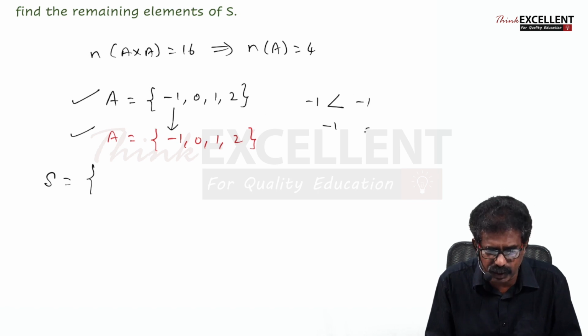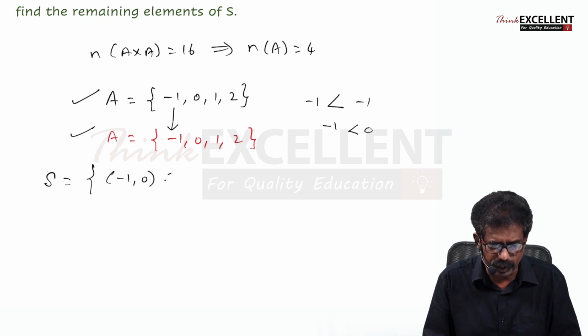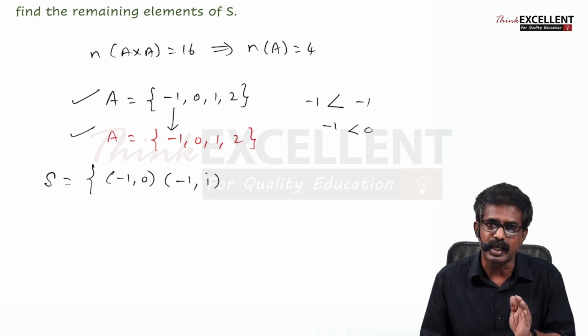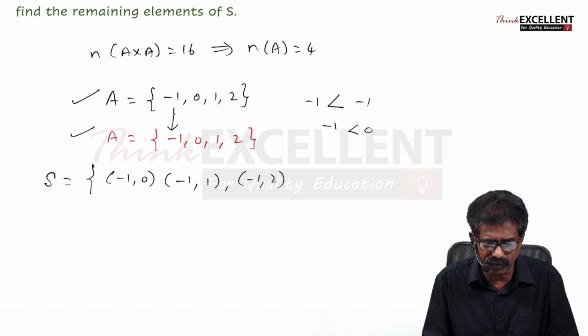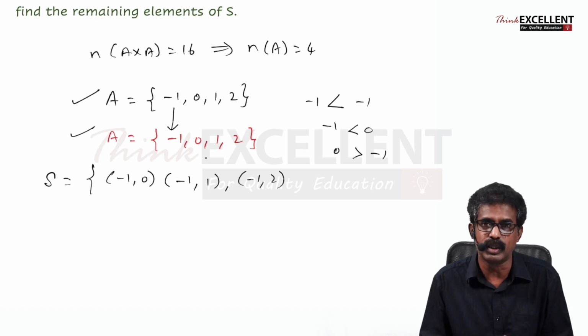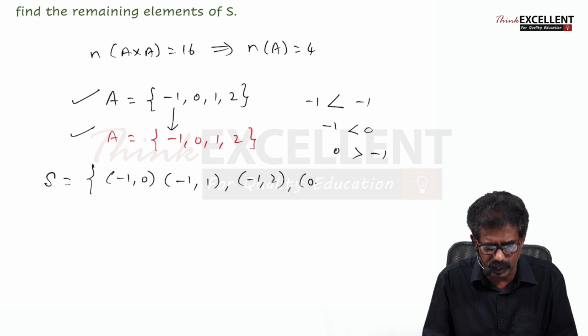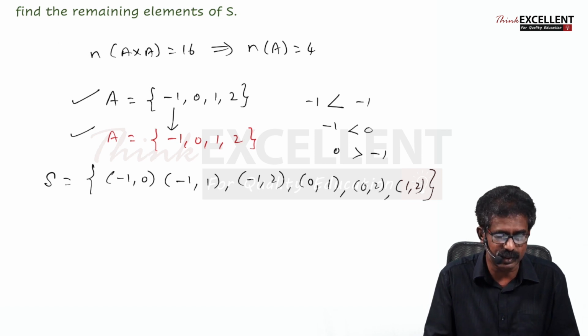Can you take minus 1, 0? Yes, minus 1 is less than 0. So you can take minus 1, 0. Can you take minus 1, 1? Minus 1 is less than 1, so you can take it. Then minus 1, 2 also you can take. Now we start from 0. 0, minus 1: 0 is greater than minus 1, so you can't take that. 0, 0, no, they are equal. 0, 1 you can take, right? 0, 2 you can take. Then from 1, only 1, 2 you can take. From 2, nothing. So 1, 2, 3, 4, 5, 6 elements are there, but this is not your final answer.